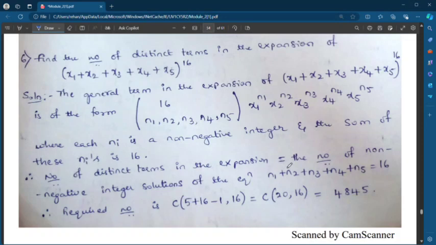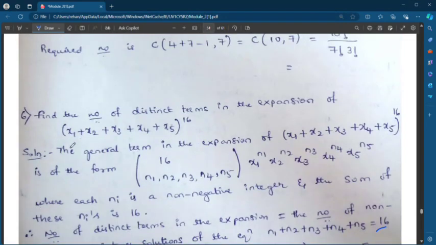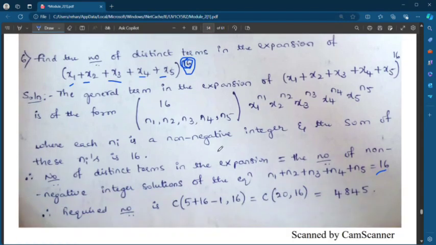Number of distinct terms in the expansion is equal to the number of non-negative integer solutions of the equation n1 plus n2 plus n3 plus n4 plus n5 is equal to 16. The required number is C of 5 plus 16 minus 1, comma 16. How 5? See, number of things are 5 here, and this 16 they have given here.